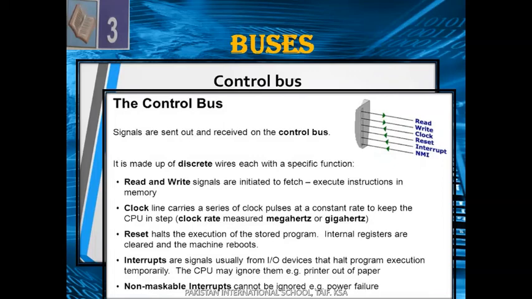So the control bus is basically used to transfer the control signals: read, write, clock, reset, interrupt, and NMI signals. These signals can be sent with the help of the control bus. Another function of the control bus is to provide synchronization of the data bus and address bus.